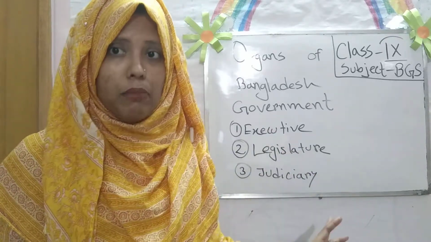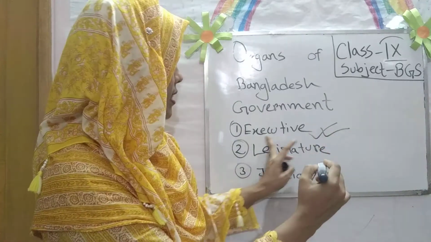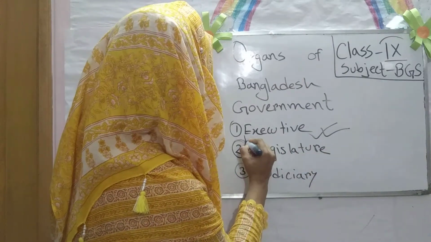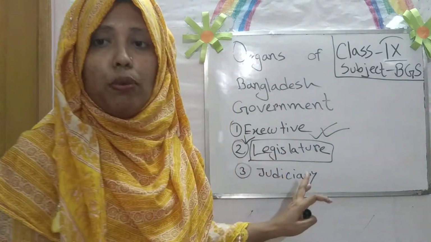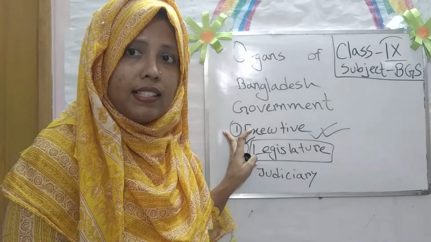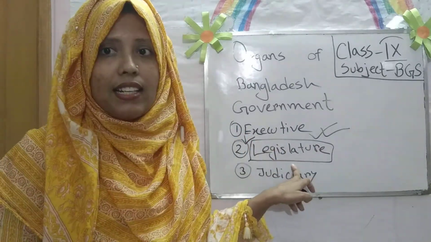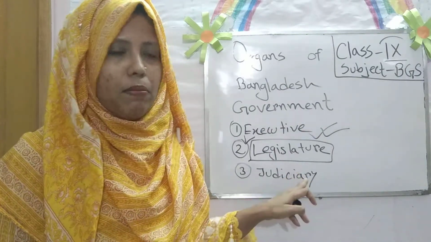But in a parliamentary type of government, the executive group is accountable to the legislature group. I hope you all remember about it. This executive group is accountable for their work to the legislature group. That is called a parliamentary type of government.